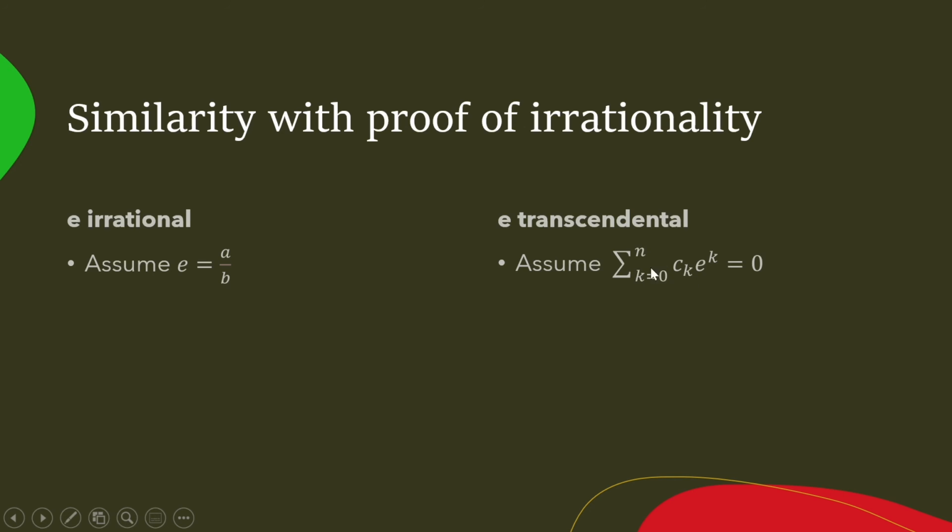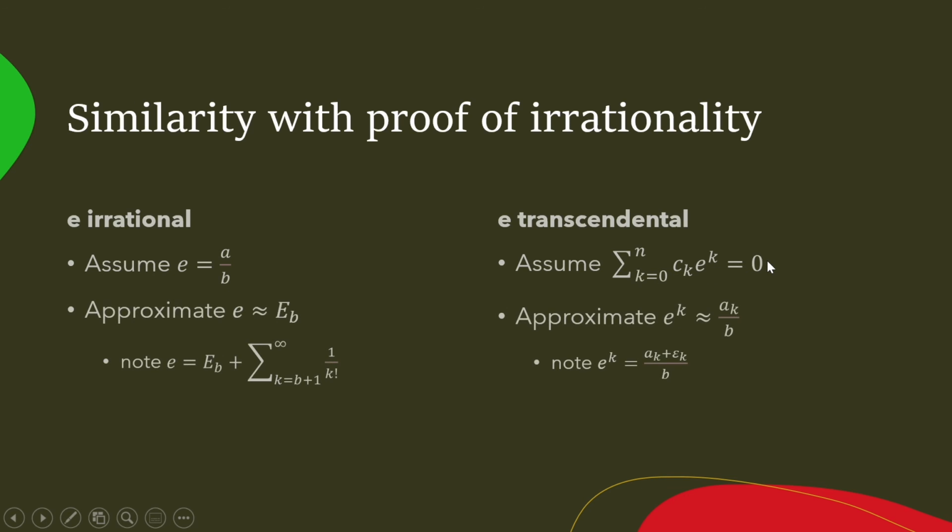And so we assumed that e would satisfy this equation here, some integer polynomial equation. It was a root of it, so it equaled 0. And then we made some approximation of e, or the powers of e. In the case of irrationality, we said e was approximately capital E sub b, where this was the truncated Taylor series. And on the right, for the transcendental case, we approximated the powers of e by these rational numbers, a sub k over b.